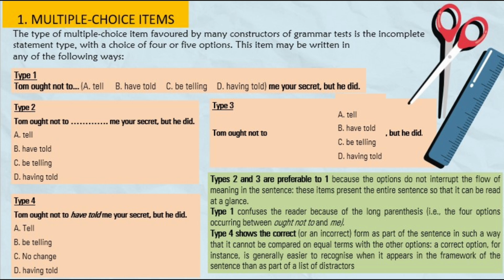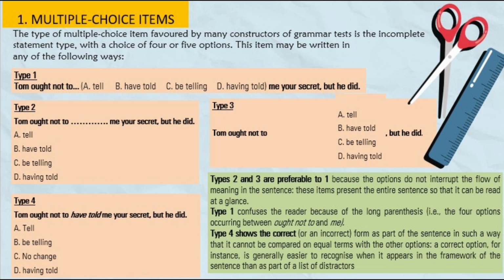Now we go to the first type of testing grammar and usage, multiple choice items. This type of multiple choice item favored by many constructors of grammar test is the incomplete statement type with a choice of 4 or 5 options. This item may be written in any of the following ways. We can see here there are some types in testing grammar and usage that we can use in the form of multiple choice items. Type 1, Type 2, Type 3, and Type 4.